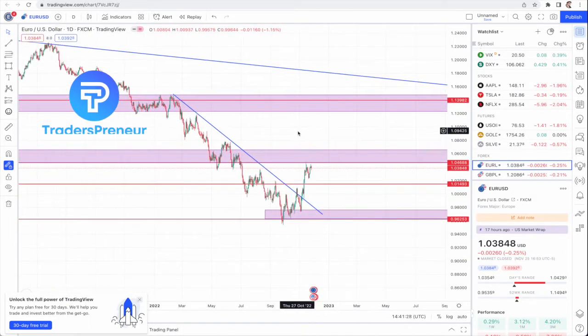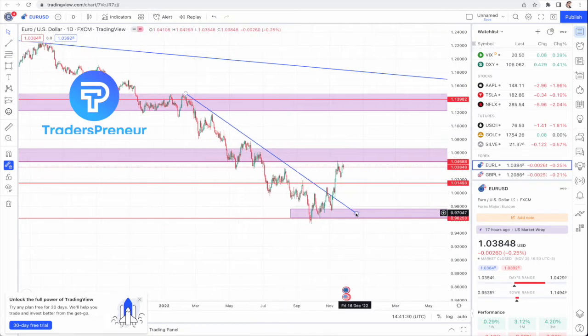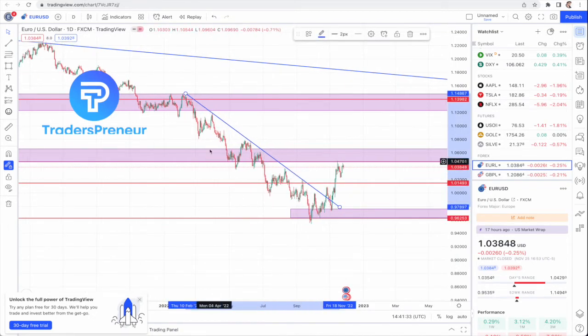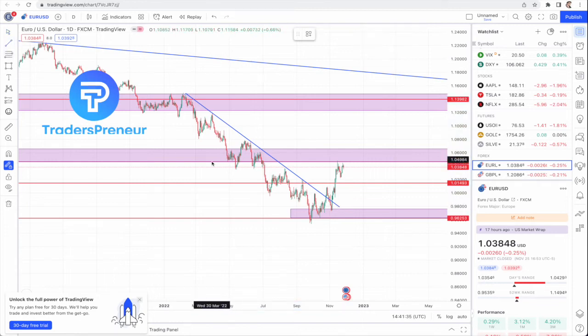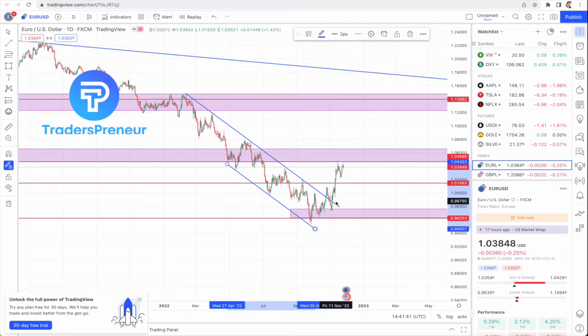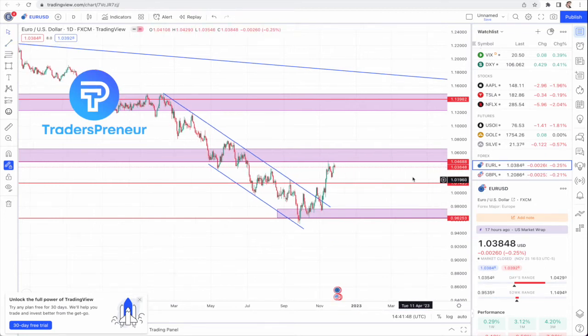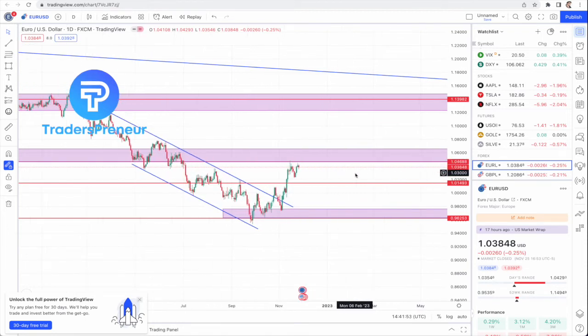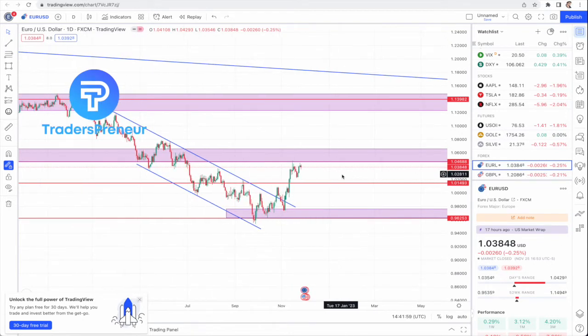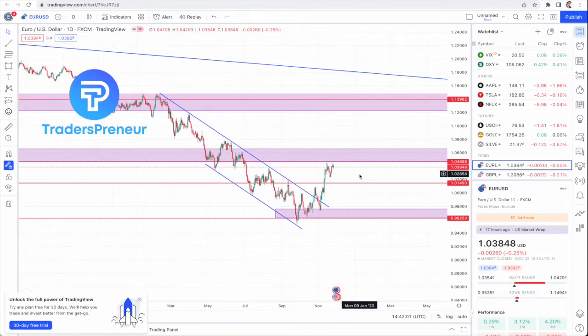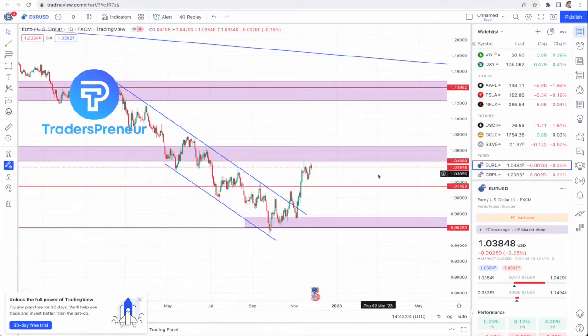Okay, so it was in the strong bearish trend, and then eventually the trend line, or the downtrend channel, was broken. The price broke out from this level to retest the area of 1.04688. So how will the EURUSD move for this week, how will the price move?